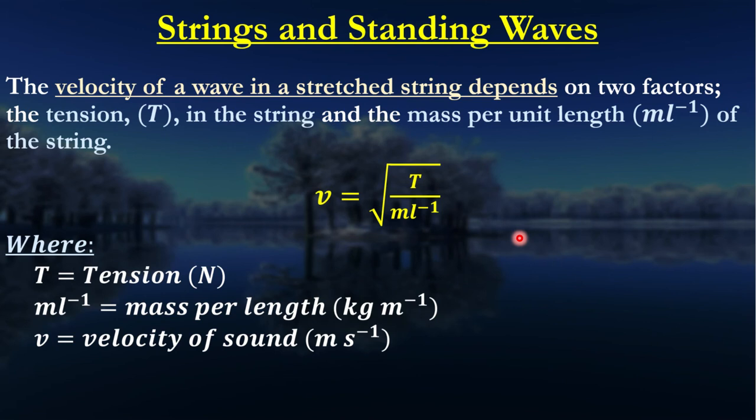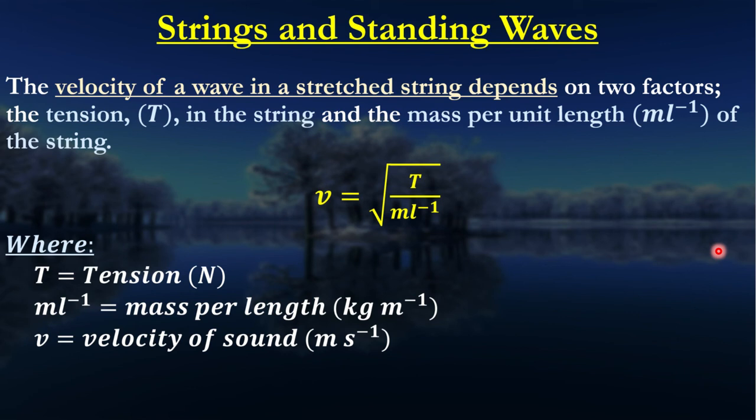Another way we can work out how fast the wave is traveling in the string is just this little equation here. The velocity of the wave in a stretched string depends on two factors. The tension of the string, so say if you're playing a violin or guitar, and also the mass per unit length. So how heavy is that piece of string per meter? Those are the two main factors that will affect how fast that sound travels along the string there.